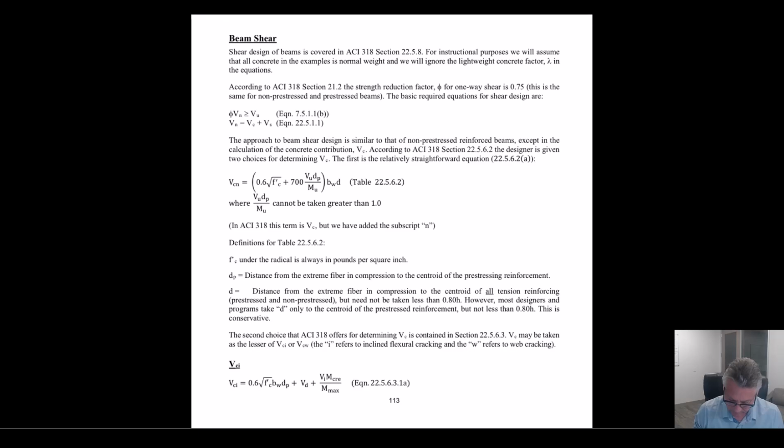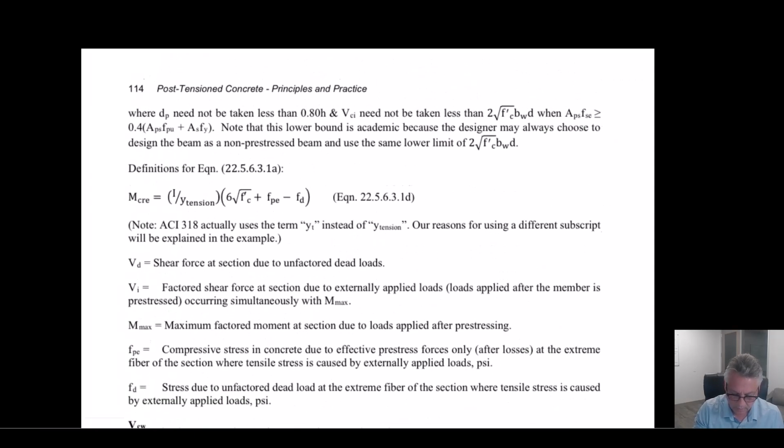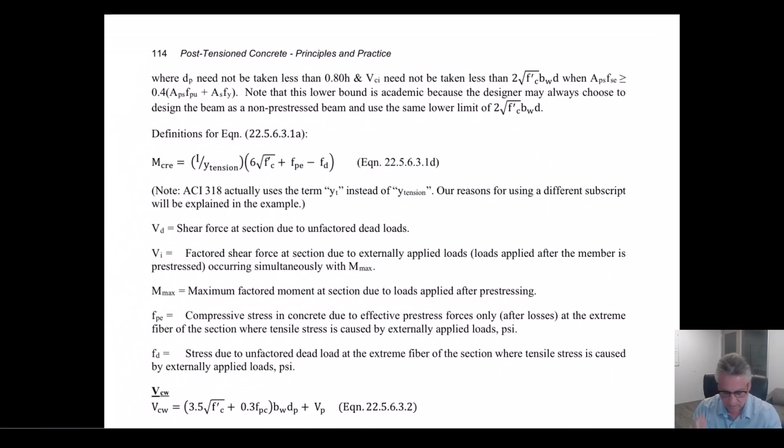You can't write this stuff. Okay, so now there's some stuff in the code where dP need not be taken in this equation less than 0.8h. Like I said, the last equation, that VCN equation, is the only time there's no limit. The dP is just dP. From here on out, in this equation, dP and d will be limited. You don't have to take them less than 0.8h.